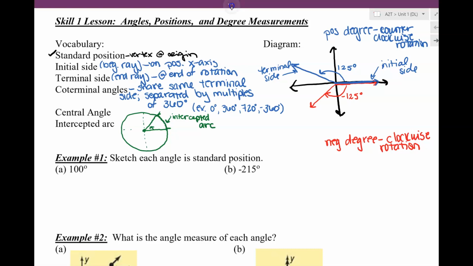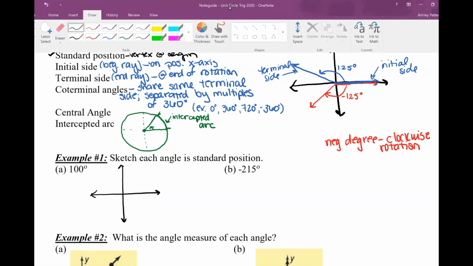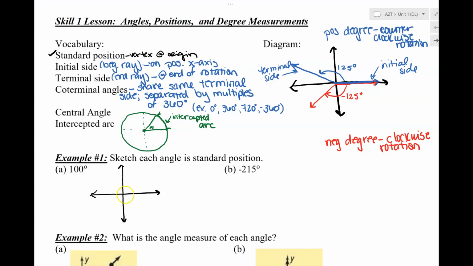If I ask you to sketch an angle in standard position, the first thing you're going to want to do is draw your x and y axes. I'm not going to expect it to be exact, but as close as possible to the angle that was requested. Standard position means that my initial side is on the positive x-axis, and it's 100 degrees positive, so I'm going to rotate counterclockwise. If I rotate all the way up, that is 90 degrees, so for 100, I'm going to be right about there. Make sure that you always have an arrow to show the direction in which you're rotating around the origin. So that's approximately 100 degrees.